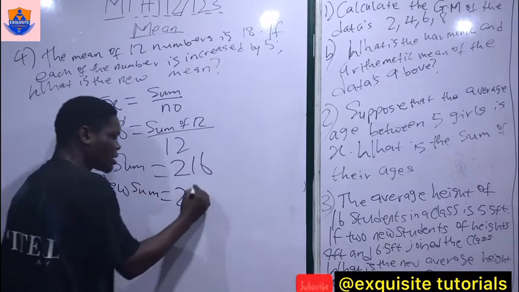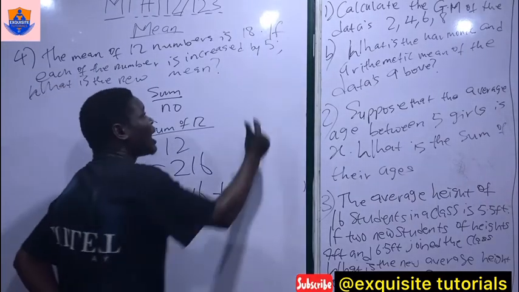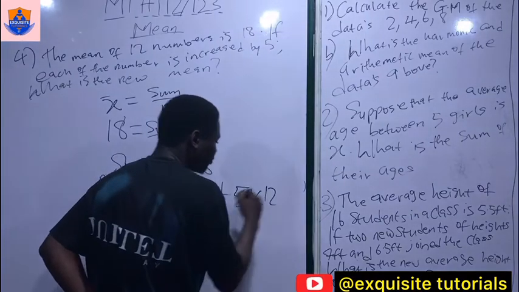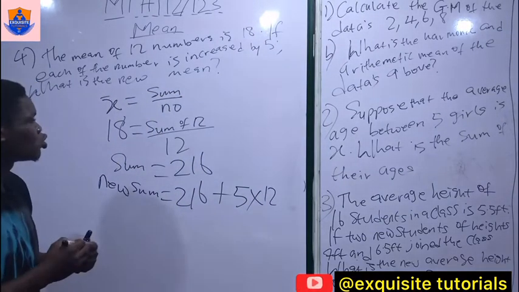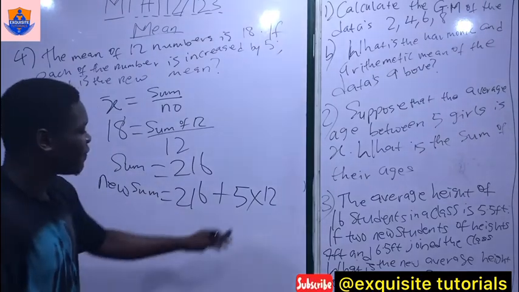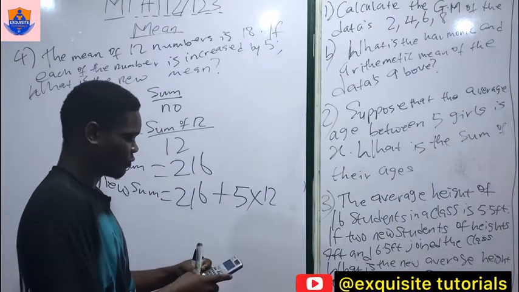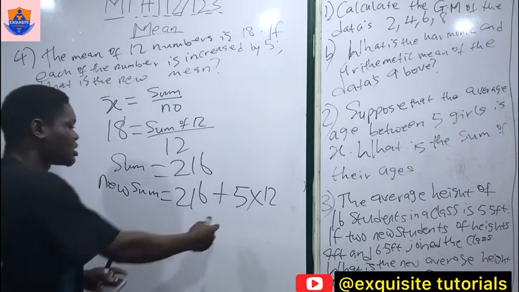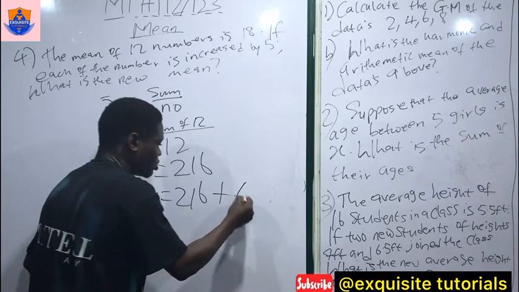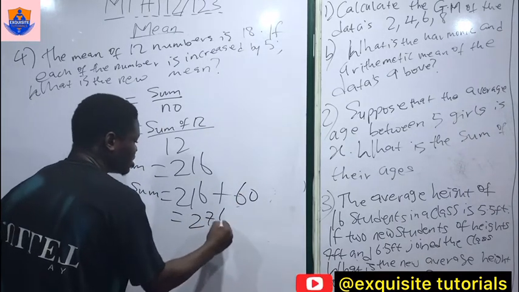will be the number 216 that you got before, but since you are adding 5 12 times, you will now have 5 times 12. This will now be the new sum of the new numbers after adding 5 to each of them. Now 5 times 12, that's 60. So we have 60 plus 216. So the new sum is 276.